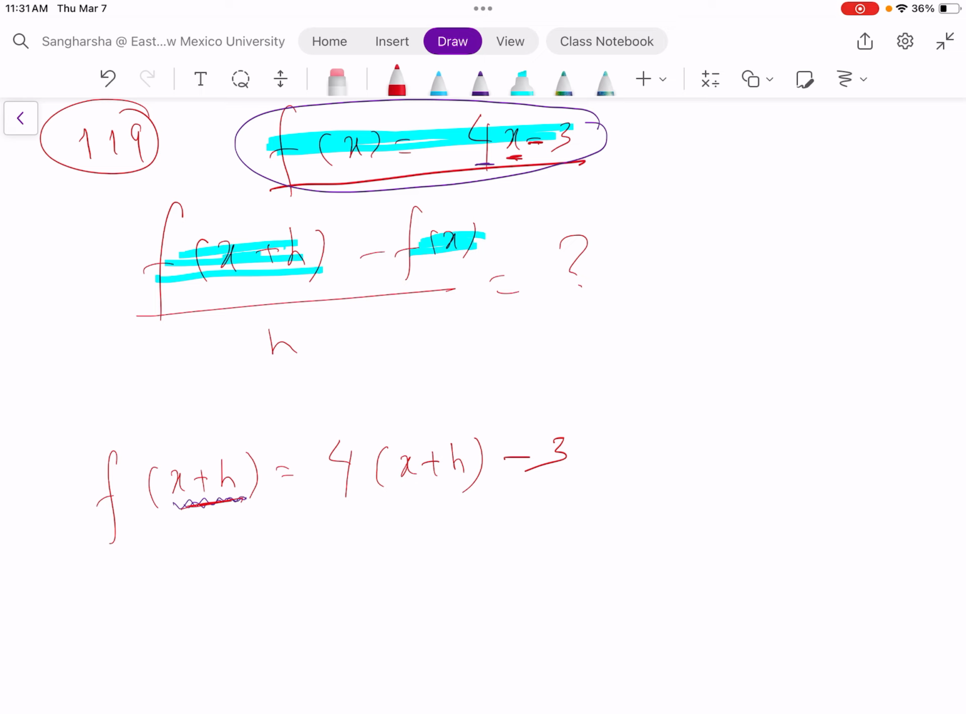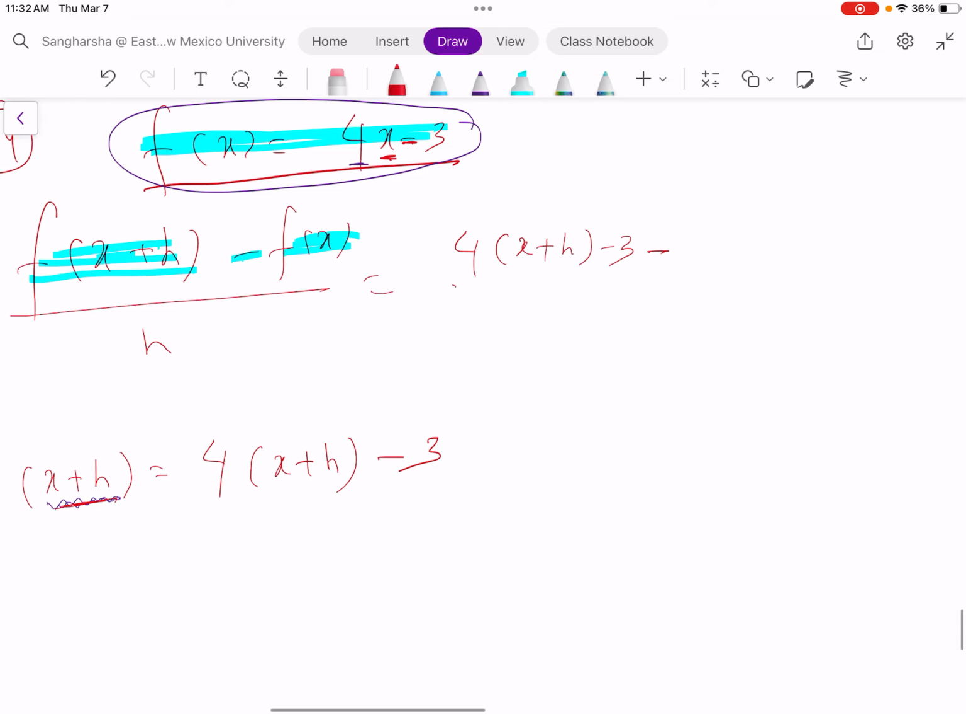Now we can go back and substitute these values. For f of x plus h, we have 4 times x plus h, minus 3. Then we have this negative, and f of x is given as 4x minus 3. Make sure we have the negative here, so we need a parenthesis, 4x minus 3, divided by h.